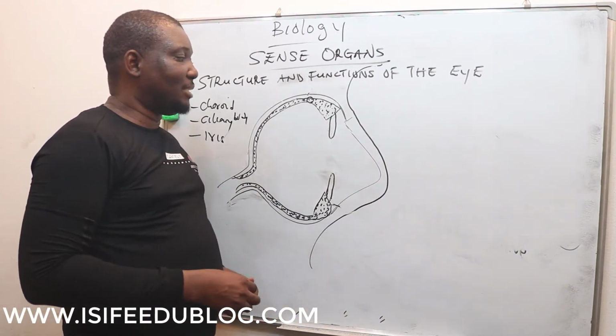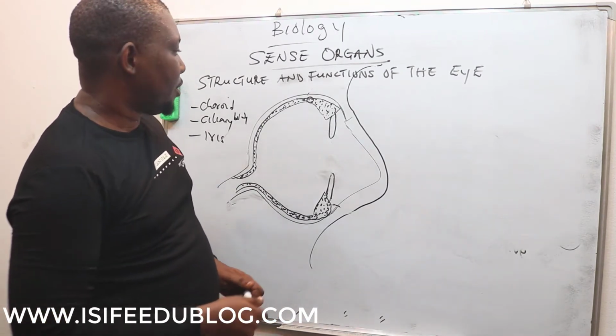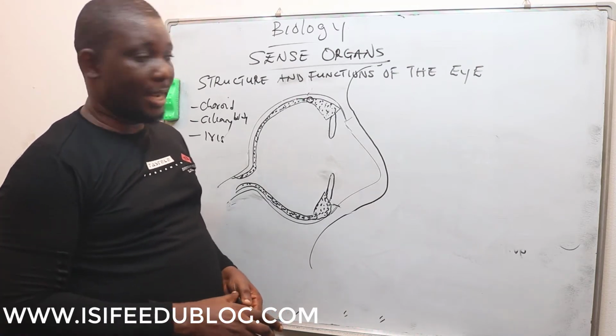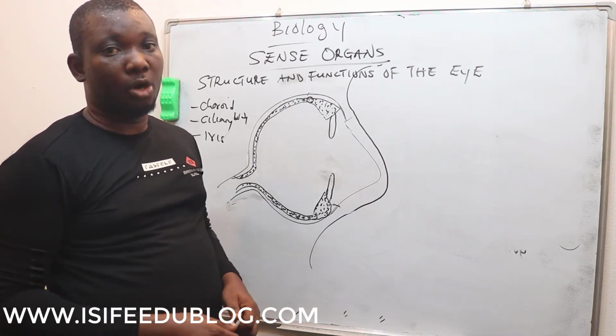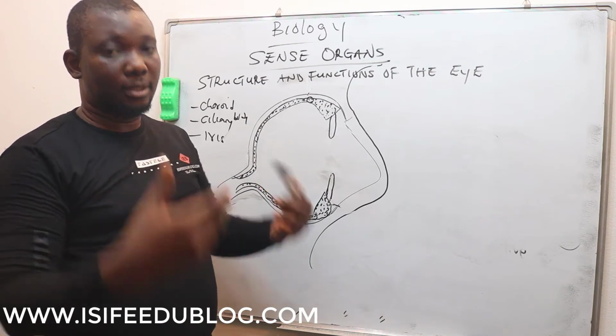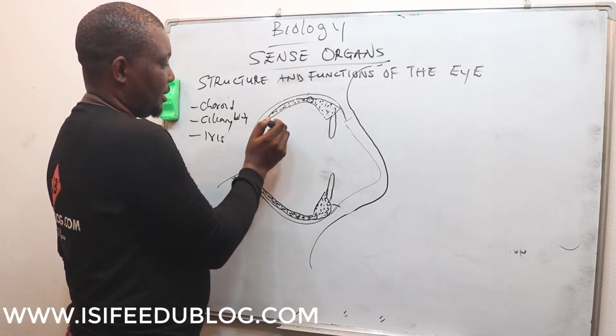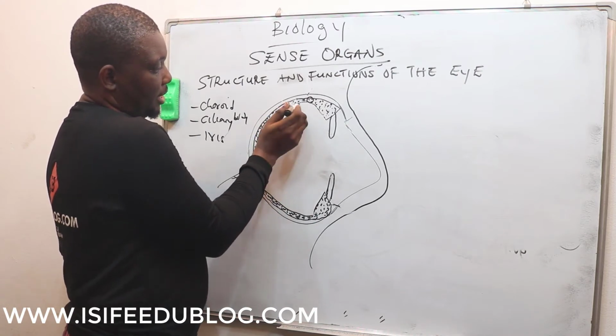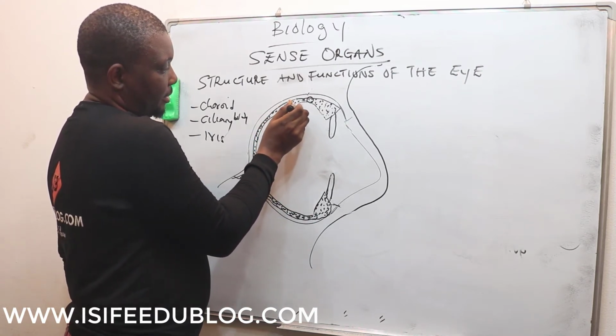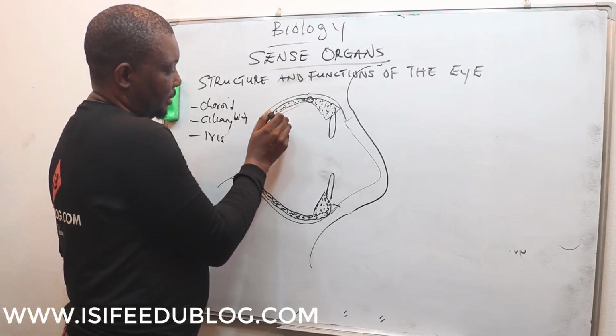I'm going to add the last layer of the eye, which is the inner layer, which comprises the retina. So the retina is going to enter now. This is the retina, and I don't want to start here. I would like to start somewhere around here. So I draw the retina. And now this is the retina.